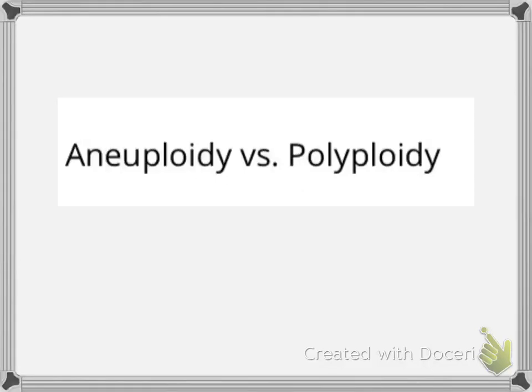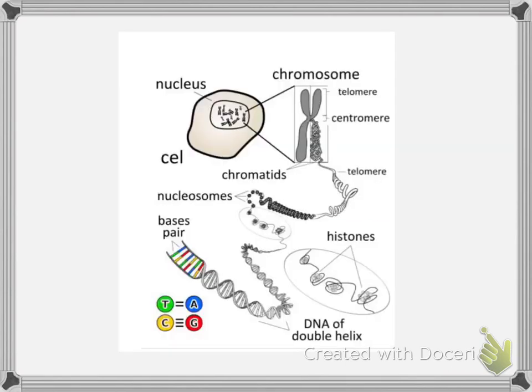This video is about aneuploidy versus polyploidy. We all know that our cell contains a nucleus. This is the nucleus. Inside the nucleus there will be chromosomes. Inside the chromosomes there will be DNA, and DNA is covered with histone proteins.